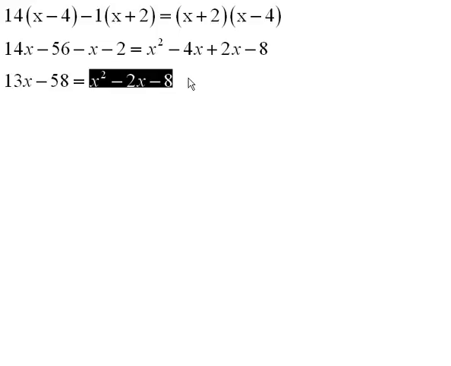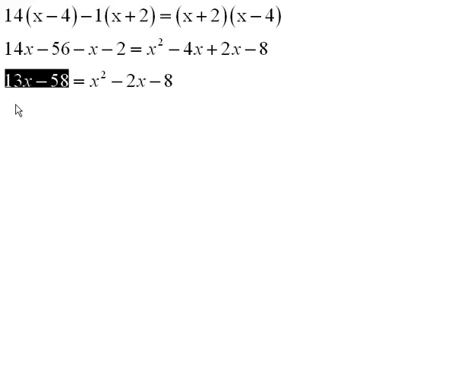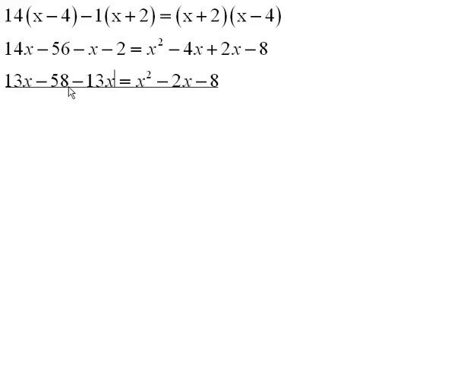So I want this equation to be equal to 0. So I want 0 on the left side of this equation. So I need to take all these terms, 13x and minus 58, and move them to the right side of the equation. And how am I going to do that? Well, I'm going to undo adding 13x, so that will be subtracting 13x. And I'm going to undo minus 58, that will be plus 58. And whatever I did on the left side of the equal sign, I need to do on the right side of the equal sign.